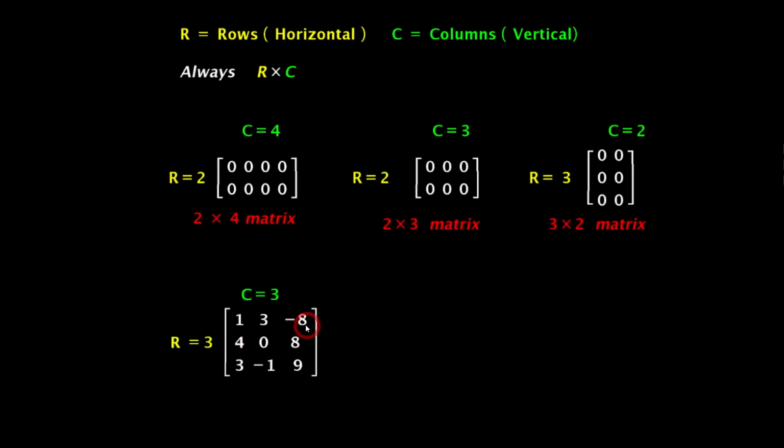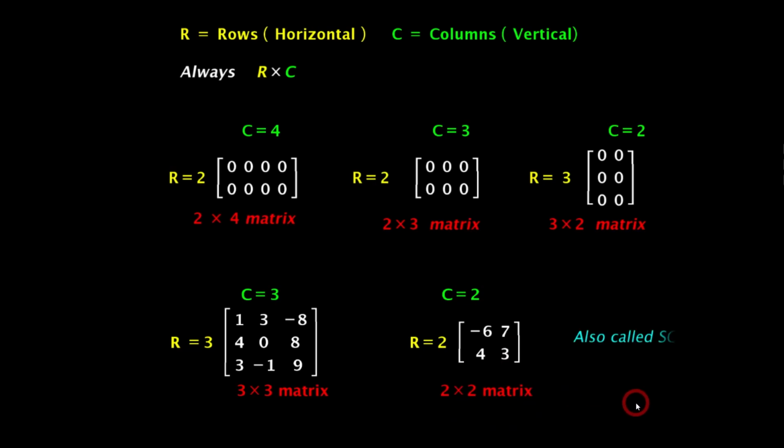We have a same row, same column matrix. It's a 3 times 3, or 3 by 3 matrix. And another one, we have a 2 by 2 matrix. So it's 2 rows, 2 columns. And 2 by 2 matrices are also called square matrices.